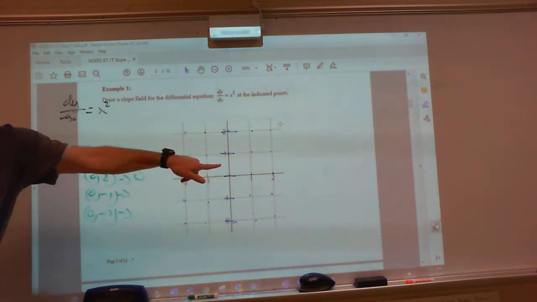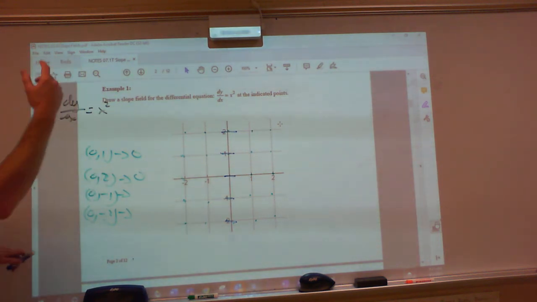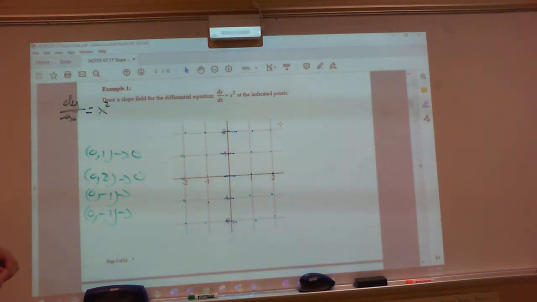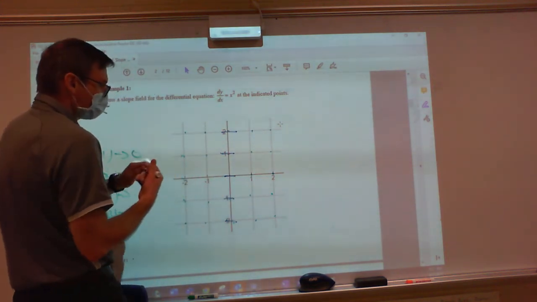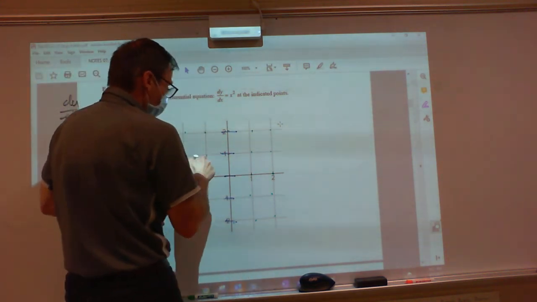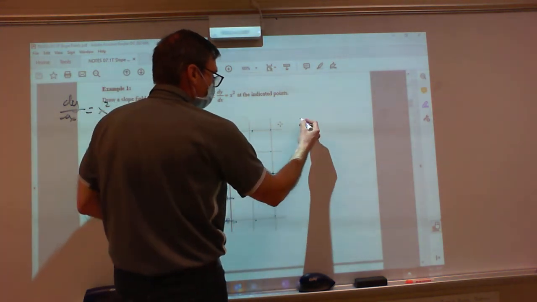Are we okay with this? All right. Well, we haven't finished our field yet, have we? I got a whole bunch of dots I got to figure out. It gets repetitive, so I'm not going to do much. Let's start with here. Let's start with the point.